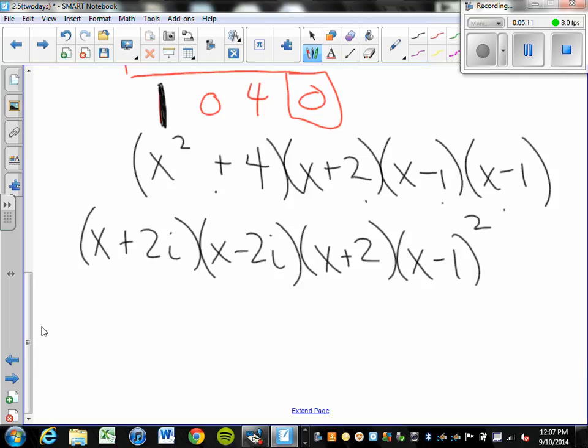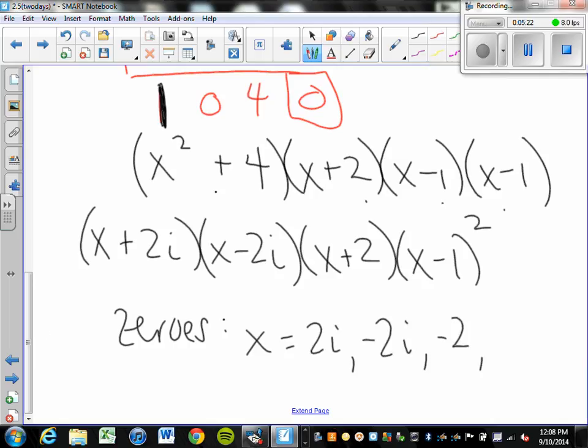Can I write it like that? Does that scare you people? Hopefully it doesn't. So my zeros, all 5 of them: positive 2i, negative 2i, negative 2, 1, and 1.